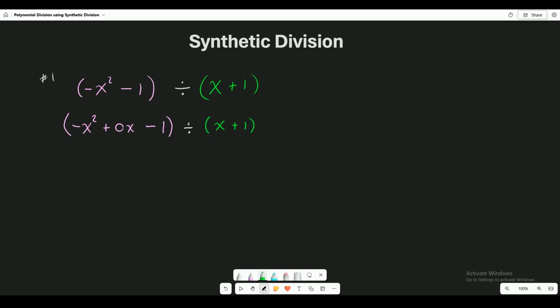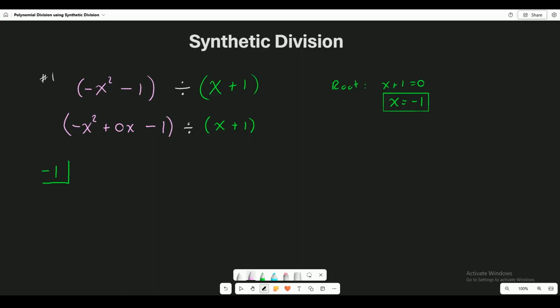Okay. Now, in order to do synthetic division, we need the root. And we need the root from x plus 1. So let's find the root. So x plus 1 is equal to 0. That means that x equals negative 1. So we have identified the root right there, minus 1. So what we're going to do is take the root, minus 1, and put it into a box like that.